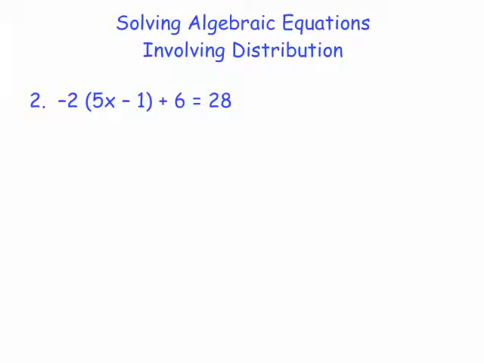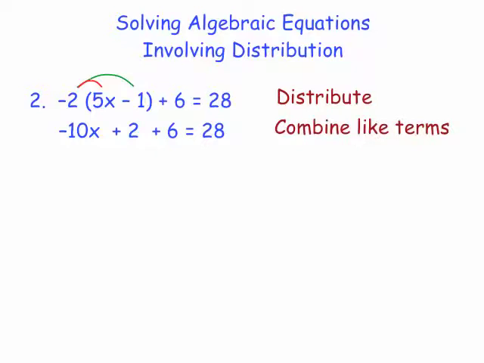Here's another one that's a little bit more complicated. Again, we're going to start by distributing. In this case, I'm going to distribute that negative 2 to both the 5x and the negative 1, and I get negative 10x plus 2, because negative 2 times negative 1 is plus 2. And then don't forget the plus 6 equals 28. Since I've distributed, I no longer have to worry about those parentheses. Now I can combine like terms. I get negative 10x plus 8 equals 28.